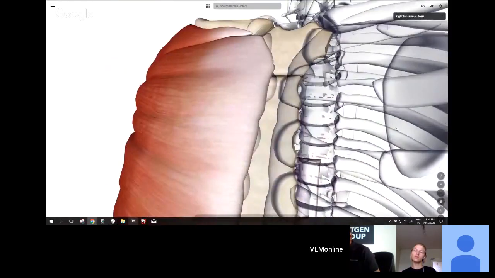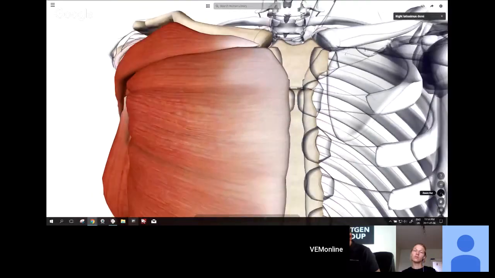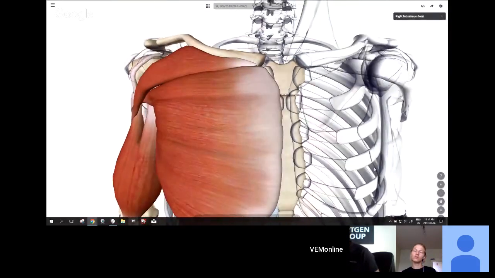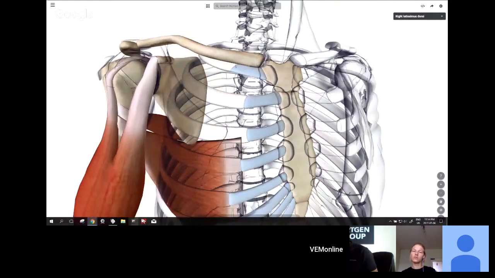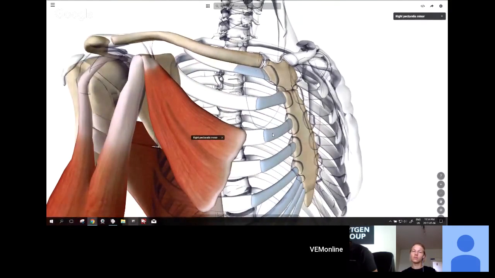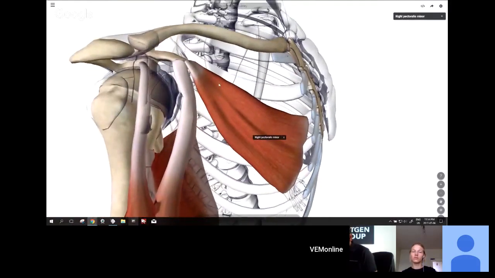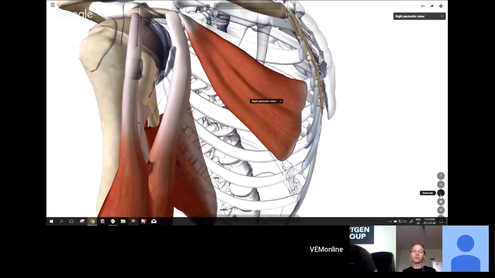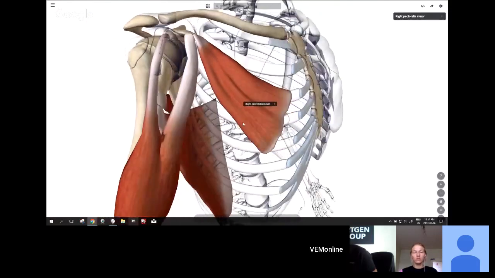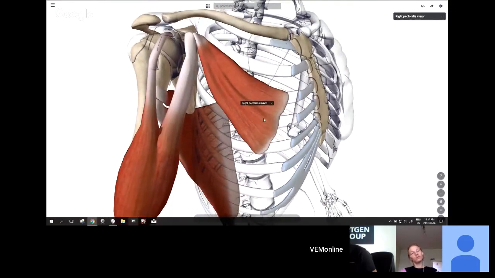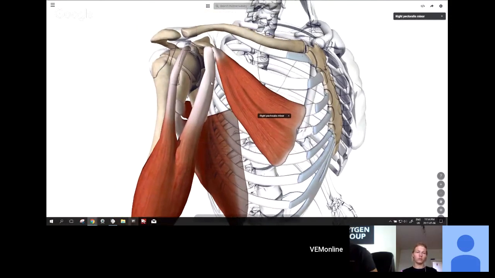Let's layer down. Let's remove the pectoral muscle and take a look at the underlying structures. There we have pectoralis minor. And here we can see the biceps. Biceps, as the name states, has two heads. It has a long head and a short head.